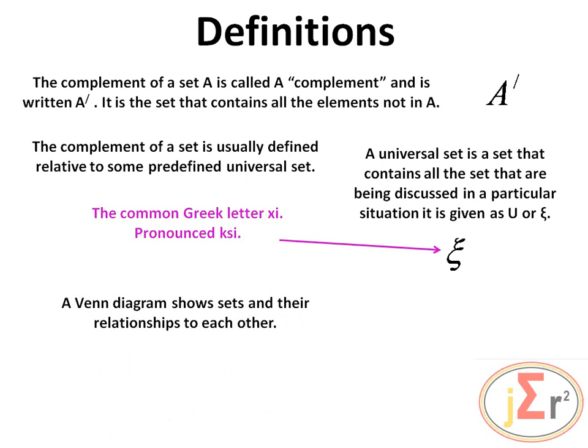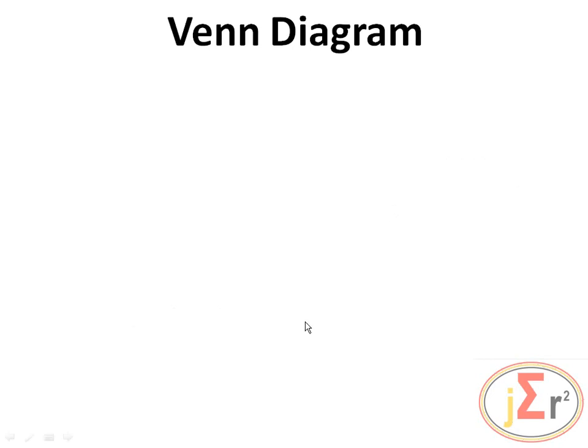A Venn diagram shows sets and their relationships to each other. So we are going to use Venn diagrams now, and a Venn diagram is one that shows the sets and their relationships to each other. And we are going straight to Venn diagrams because we have to make use of the complement. We are going to start our look at Venn diagrams.